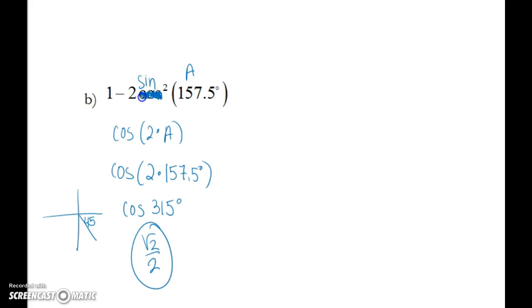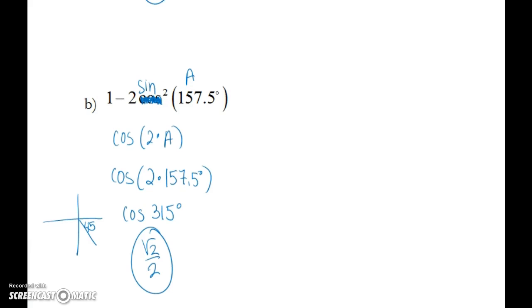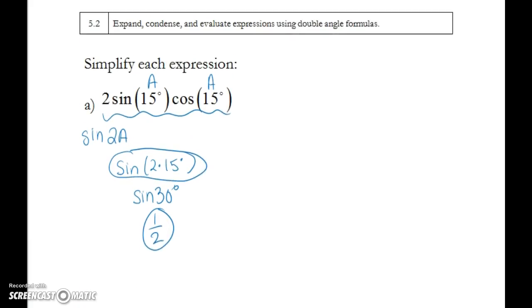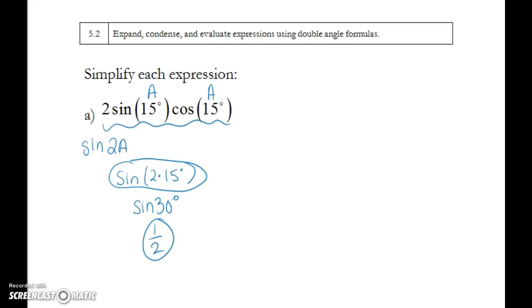This should have been a sine rather than a cosine, and then we can match it up with a formula. Again, this is standard 5.2 using our double angle formulas.